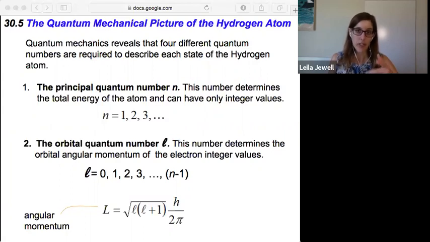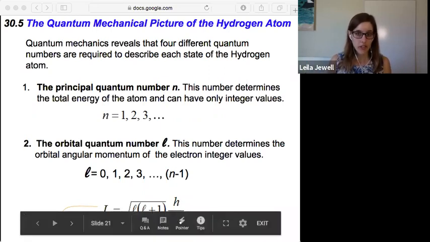And this orbital quantum number L can be used to calculate the angular momentum of the electron, where the angular momentum is noted with this capital L, and it's equal to the square root of the orbital quantum number times L plus 1 times Planck's constant h divided by 2 pi. So this one will tell us about how much angular momentum said electron can have.